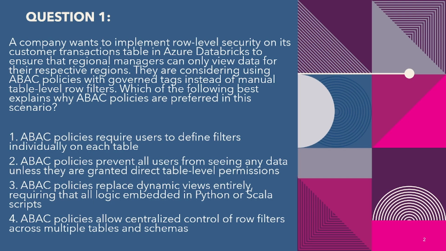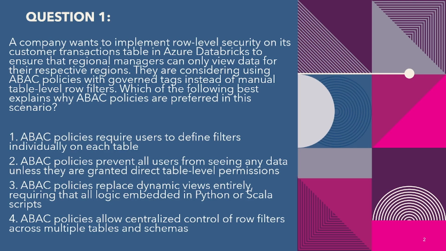All right, so take a second and think about this. What's the key phrase in the question? Row-level security and governed tags. That's your clue right there. Now this one's really interesting because when people first start implementing security in Databricks, they often think about doing it manually, like adding filters to each table that say region equals east or region equals west, but that quickly becomes painful, especially when you've got dozens or even hundreds of tables. So let's break this down together.